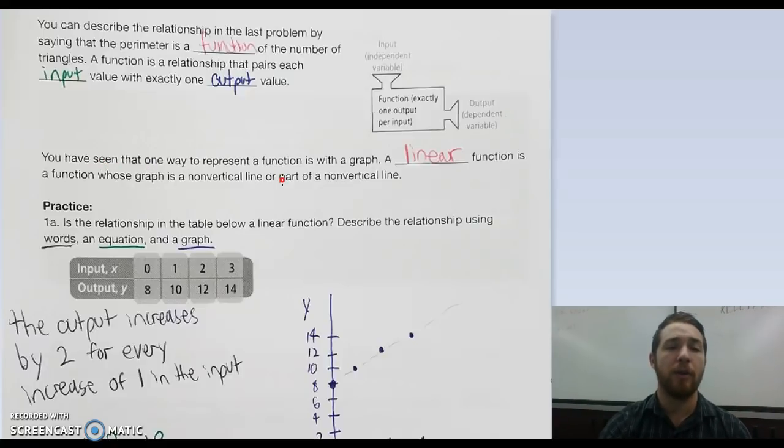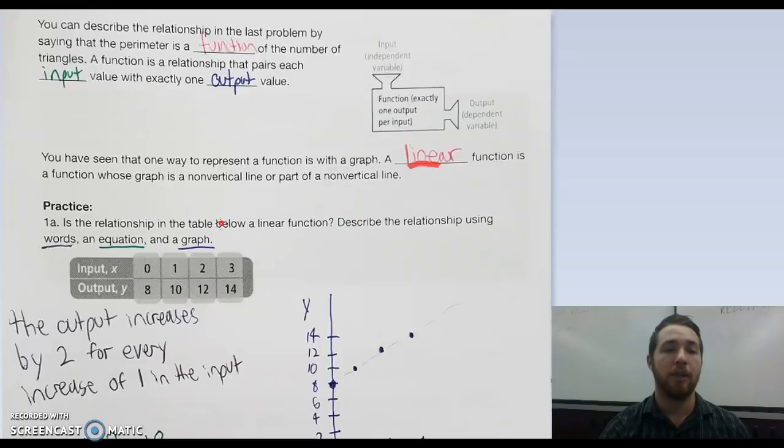You've seen that one way to represent a function is with a graph, and a linear function, specific example again, is a function whose graph is a non-vertical line or part of a non-vertical line. So the definition is kind of in the word itself. You kind of see the word line there in linear. So if it's a linear function, that means it's going to form a line.